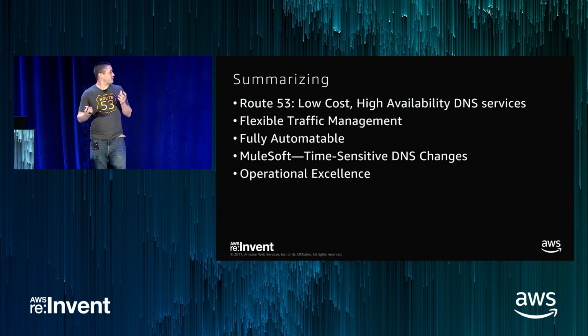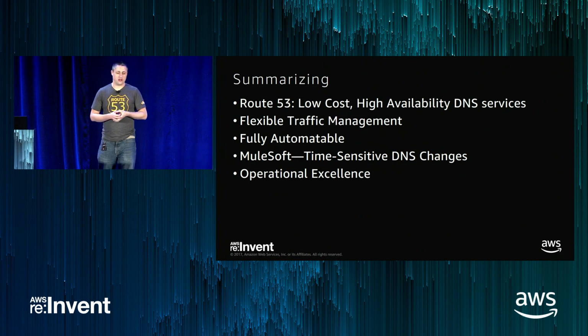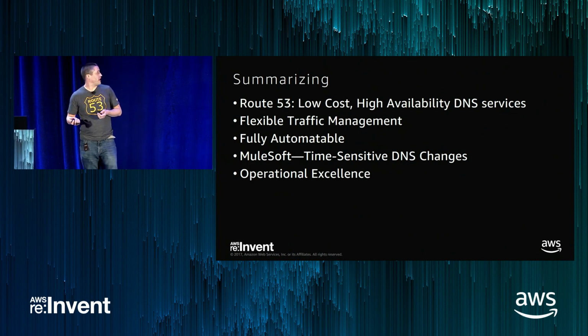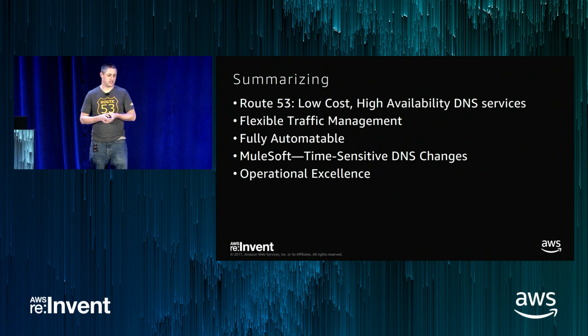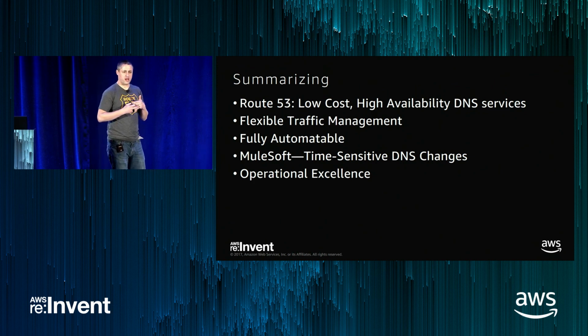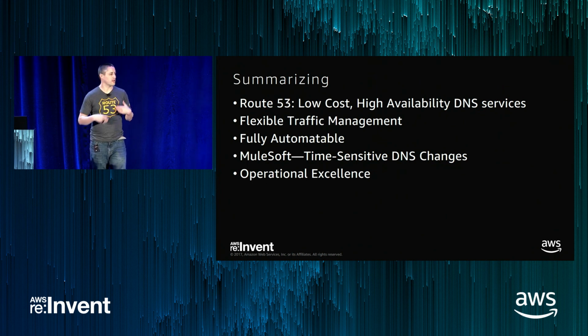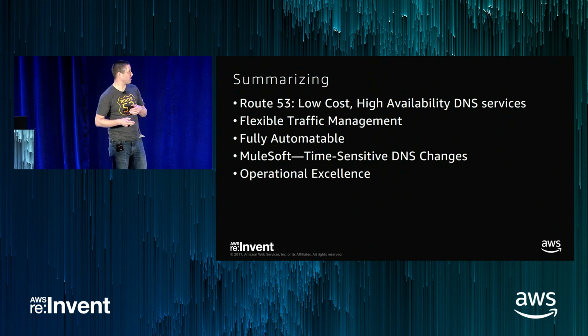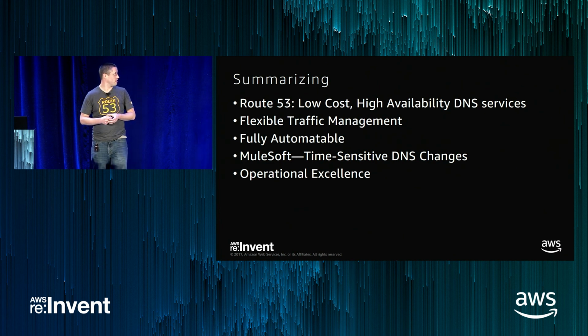OK, so quick summary. We've looked at Route 53, which is our low-cost, high-availability DNS service. We've looked at all the flexible traffic management features we have and some of EC2 DNS. It's important to note that all of this stuff is fully automatable. We have APIs for everything. You can code everything. There are command line tools for everything. A lot of them are third-party command line tools as well.